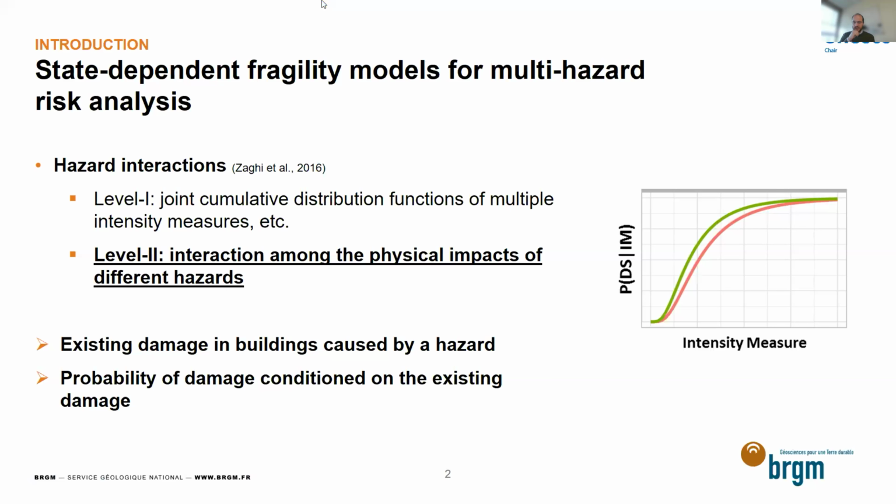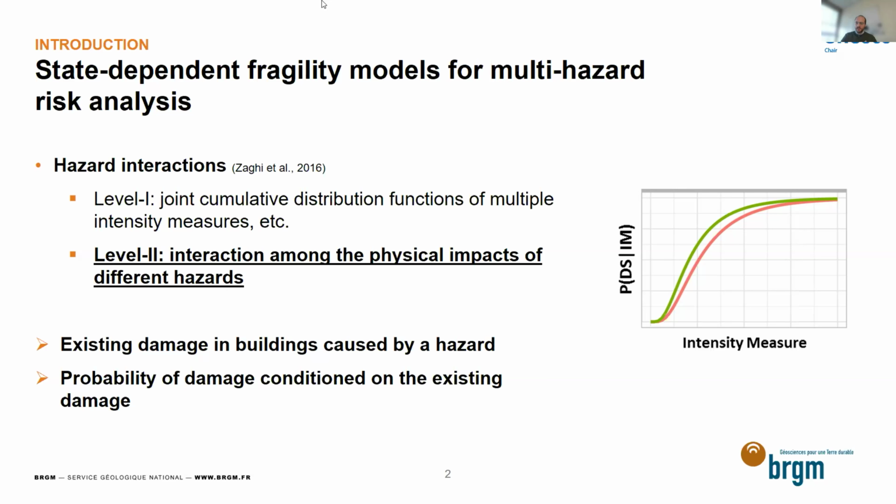As we saw in the first presentation today, in multi-hazard risk analysis we have two kinds of interactions between hazards. We have level 1 interaction with respect to the intensity of the hazard actions, but our work comes in with respect to level 2 interactions, with respect to the consequences of the hazards on the buildings. Simply put, a hazard acts on a building and causes some damage, and then another hazard acts on this damaged building, and most likely it will cause more damage than it would if the building were undamaged.